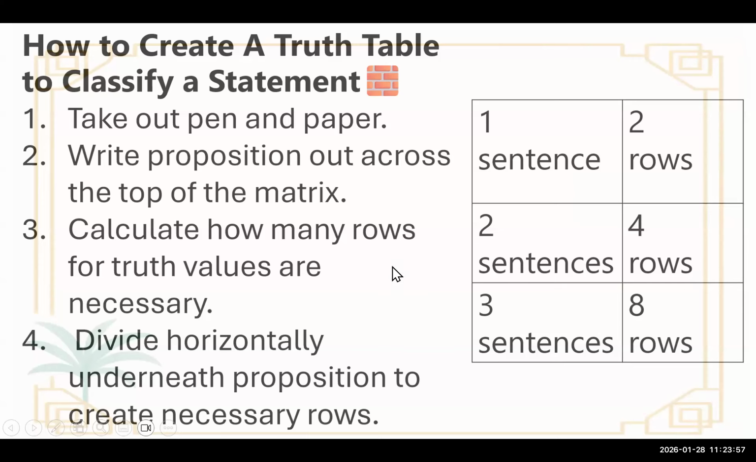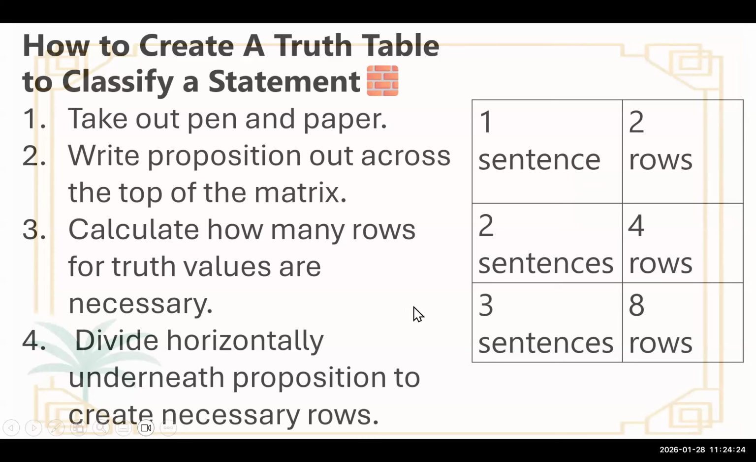the propositional possibilities. So both true, both false, the first true while the second false, the first false while the second true. Those are 4 different possibilities. And finally, if you have 3 sentences, you're going to need 8 rows. The way to determine this is 2 to the nth power, n being the number of propositions. That determines how big the matrix is.